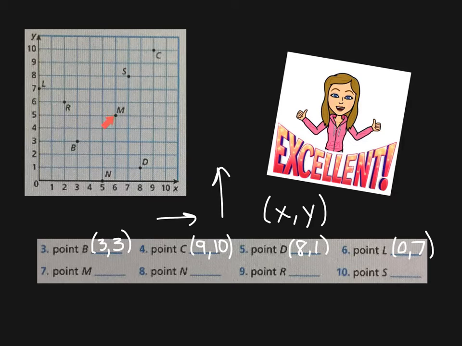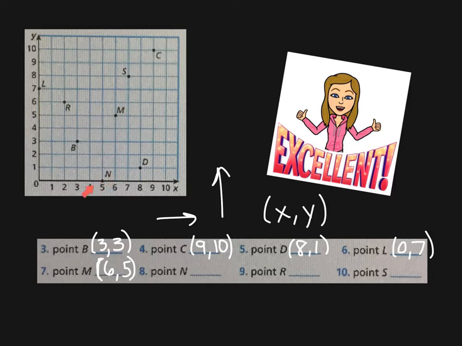Point M, I see corresponds to the 6 on the x-axis. That means they moved in 6 points. So we'll get that ready. 6, comma, and then that corresponds to the 5 on the y-axis. So 6, comma, 5. So in 6, up 5.